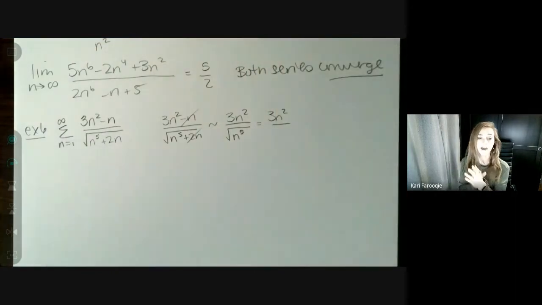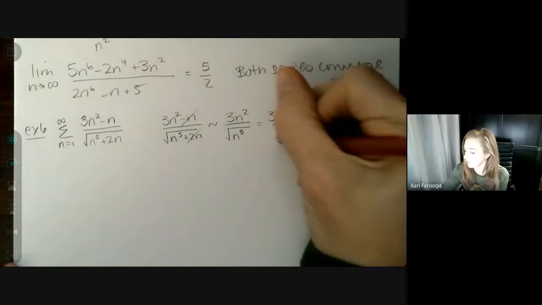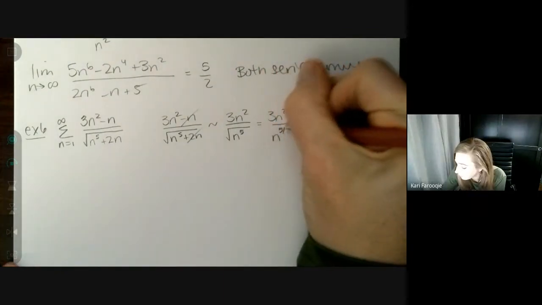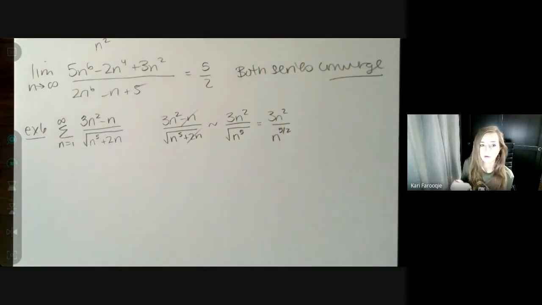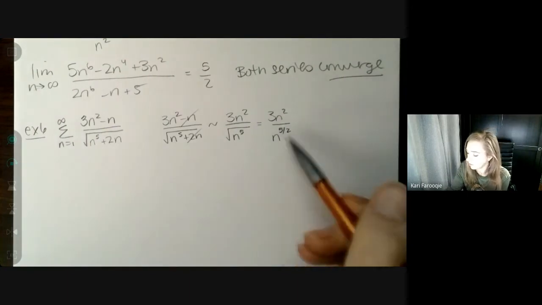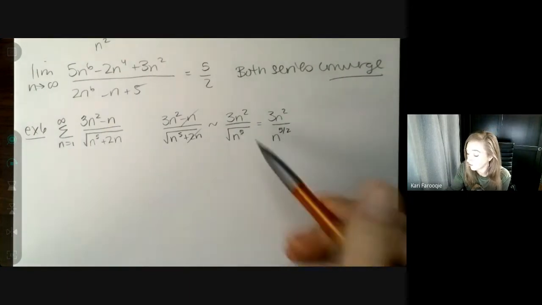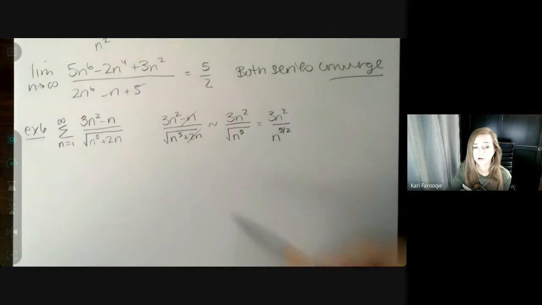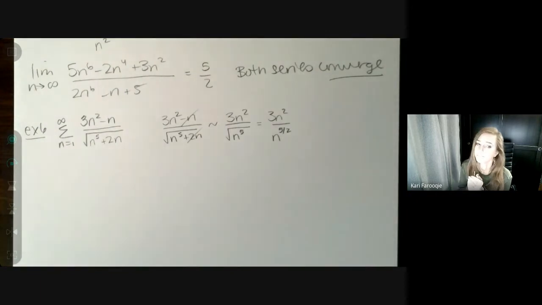Okay, remember that the square root of n to the 5th is going to be n to the 5/2. A square root is always going to be a 1/2 power. And then the exponent inside the radical is going to be the numerator of the rational exponent. And then you're going to simplify again.